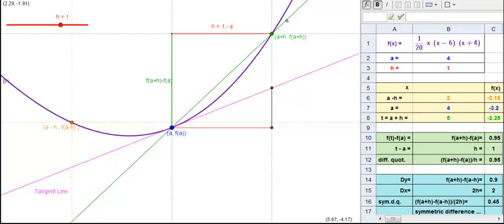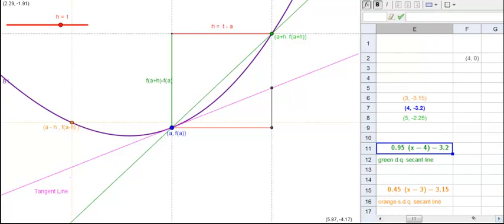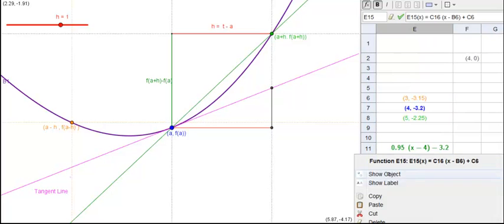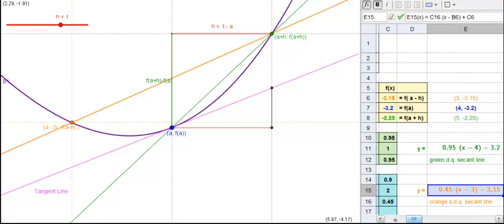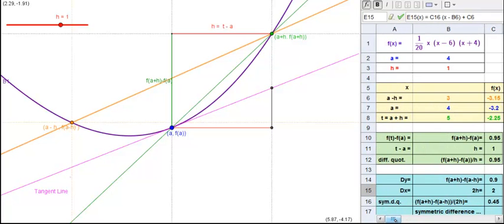Now we're finding a slope between those two. That is the slope of this secant line, and let's go ahead and turn it on where you can see it. That secant line there is the line we're talking about for a symmetric difference quotient.